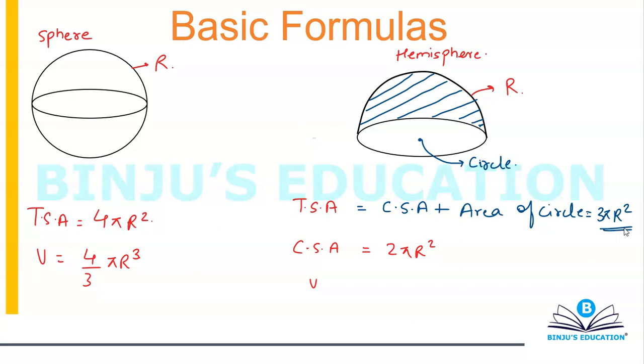The last thing is the volume. The volume of a hemisphere having radius r is simply half the volume of the sphere. So that is 2 by 3 pi r cube. So these are the three formulas for hemisphere which you need to remember.